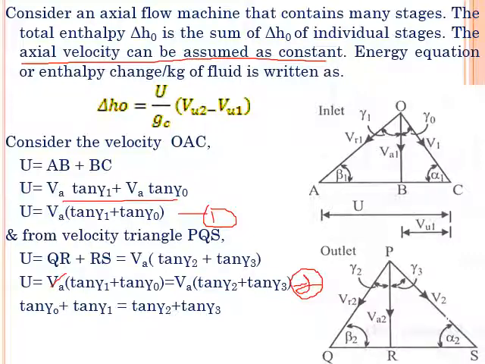Now these terms get cancelled. The final remaining terms are tan gamma naught plus tan gamma 1 is equal to tan gamma 2 plus tan gamma 3. We can rearrange this expression as tan gamma 1 minus tan gamma 2: the tan gamma 2 on the right hand side is taken to the left hand side, and the tan gamma naught on the left hand side is taken to the right hand side, giving tan gamma 3 minus tan gamma naught.